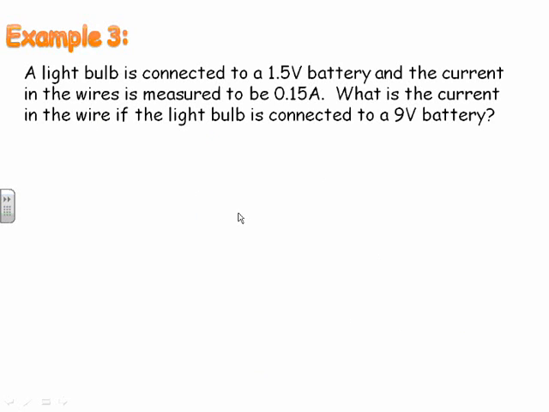So let's go through an example. We have a light bulb that is connected to a 1.5 volt battery, and the current in the wires is measured to be 0.15 amps. What is the current in the wire if the light bulb is connected to a 9 volt battery?